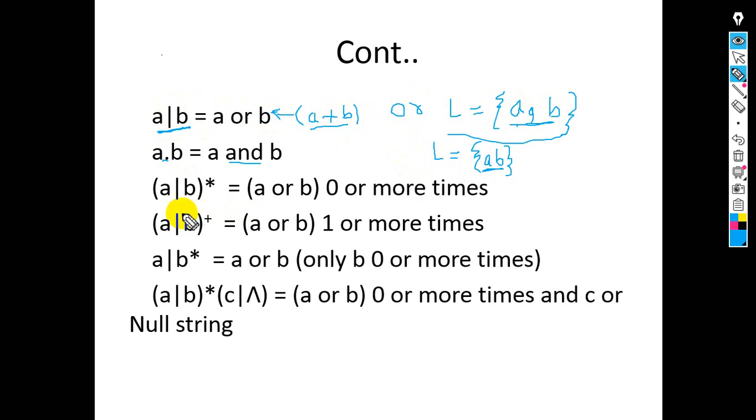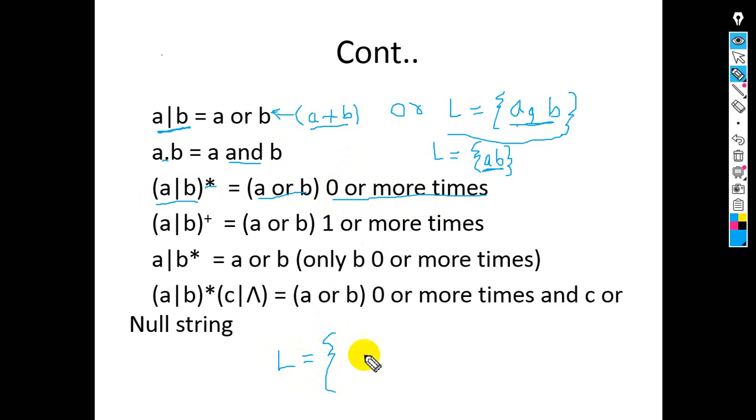Next one, how will we represent this in a language? This is also a regular expression. Here we have simply A or B, but here we have A or B whole star. So this is the Kleene star closure on A or B. What does it mean? It means A or B, zero or more times. Let me represent this in a language.